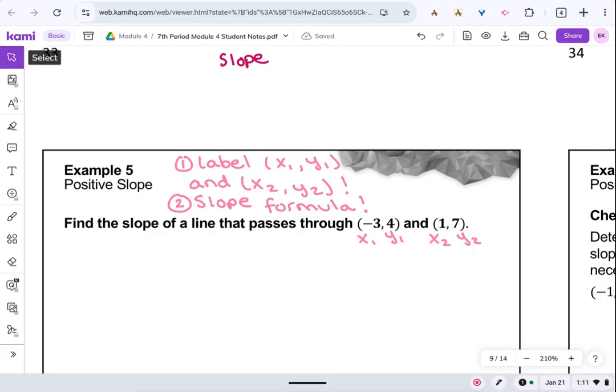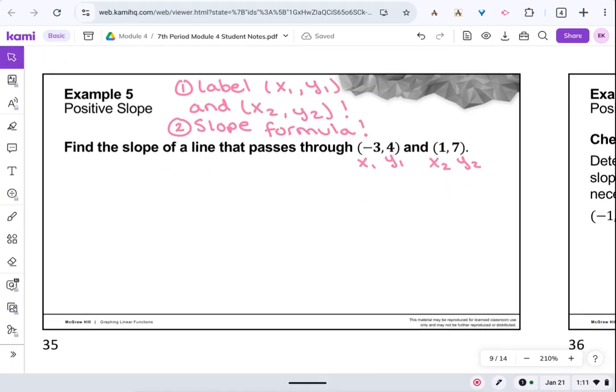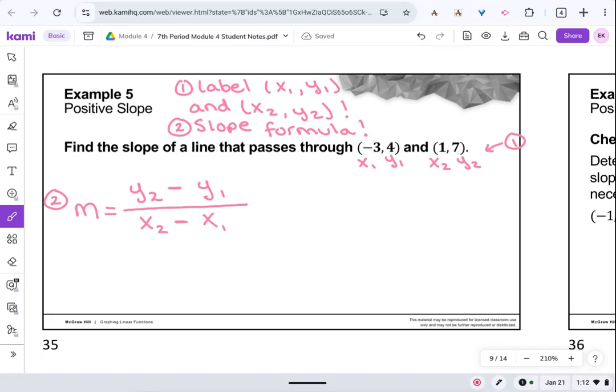I'm going to rewrite the slope formula every single time we do this, just so you can see it over and over again and get that process down. So first thing was labeling those points. Second thing we're going to do is our slope formula. So M represents slope, equal sign, big fraction bar. And again, I'm just grabbing this from the slide above. So it's y2, it's always a minus sign, and then y1. So our y's are on top. Then it's x2, always a minus sign, and then x1 on the bottom.